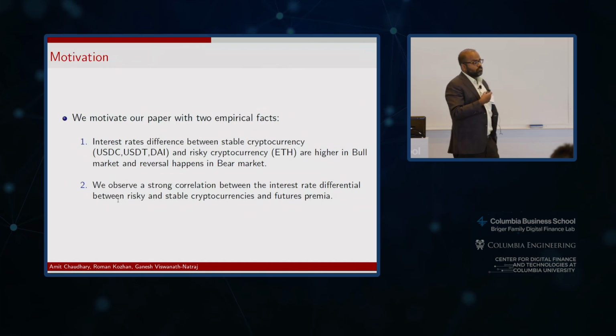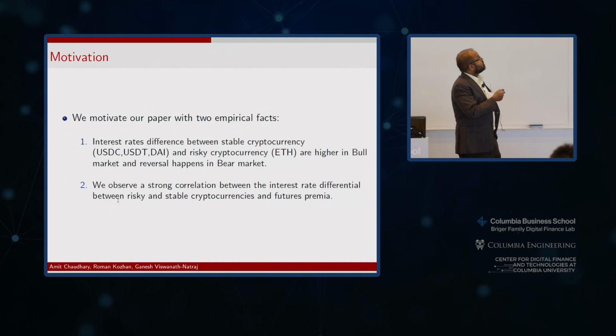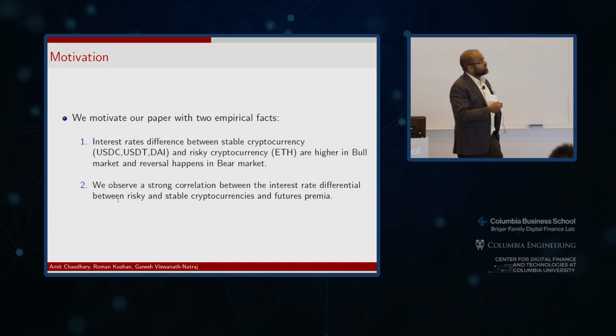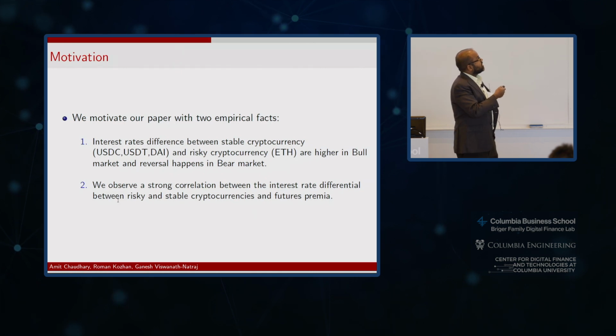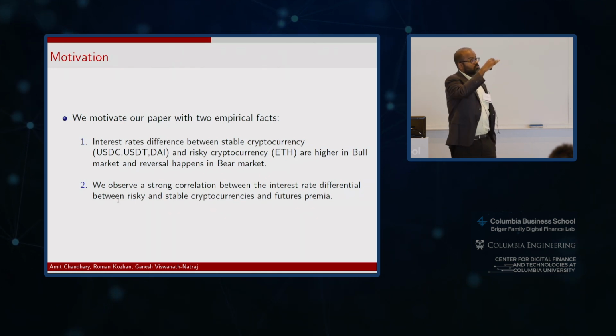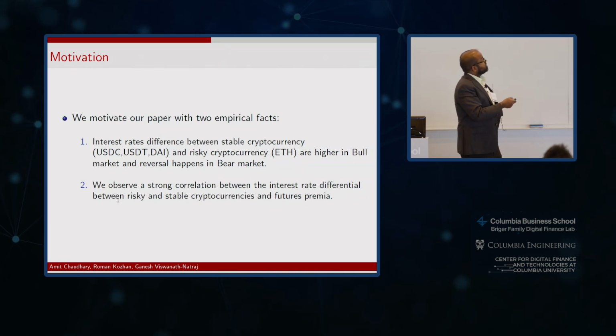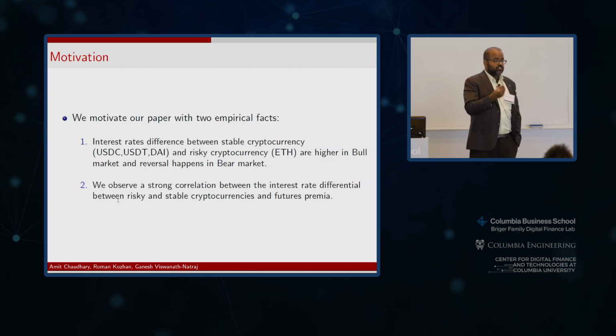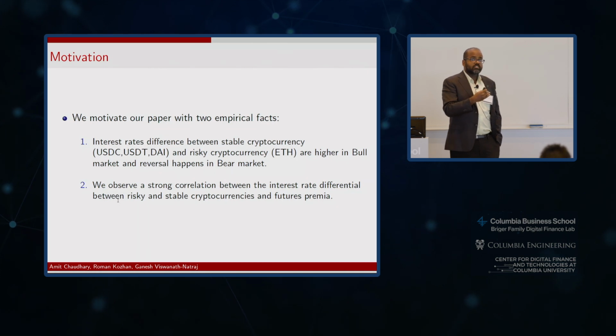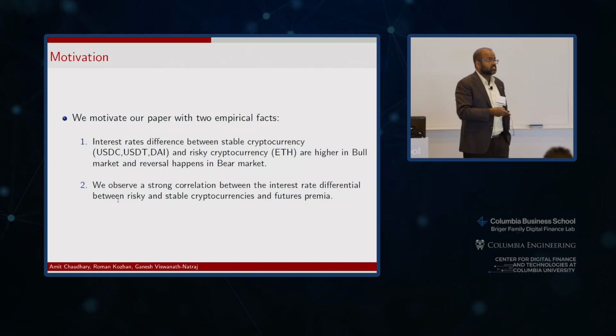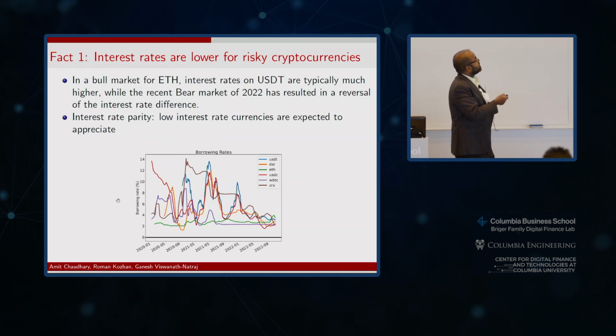There are two facts that motivate our research questions. The first is that interest rates are typically higher for stablecoins than risky cryptocurrencies, so there is a cross-sectional difference between stablecoin interest rates and risky crypto rates. We also show that there is some correlation between interest rates and futures premia, and that is evidence that there is some integration between lending protocols and futures markets. This is the first fact.